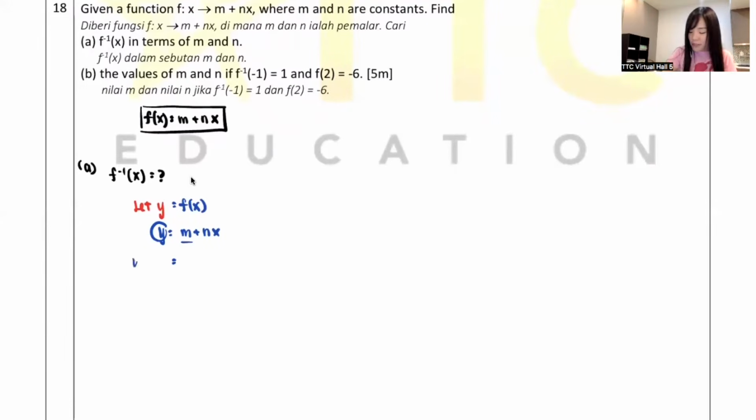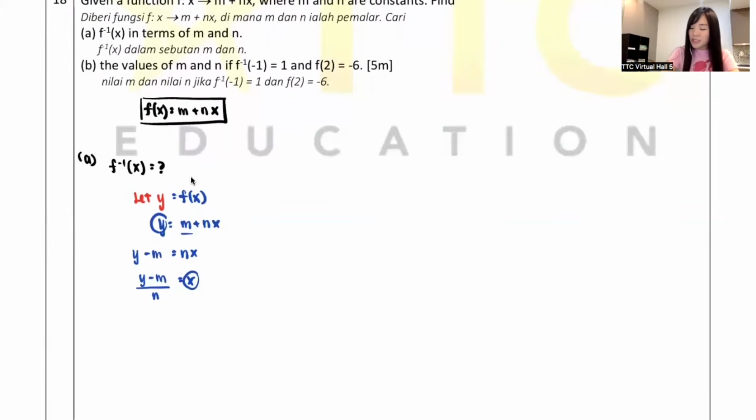So I move the m first. Plus m, move it over, minus m. Then next, I move the n. So look carefully, this one times n, move it over, divide by n. Yay, done it lah, my dear. I start from single y, I end with single x. And guys, bear in mind, the single y represents f(x). Then in return, the single x will represent f inverse x.